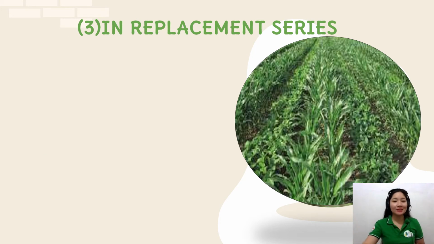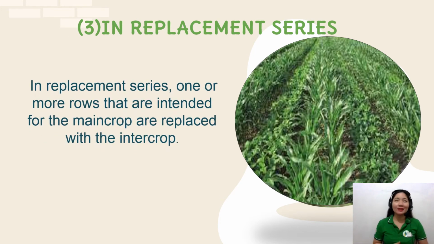Class, let's proceed to replacement series. So class, in replacement series, one or more rows that are intended for the main crop are replaced with the intercrop. So for example, a 3:2 corn plus mung bean intercrop. It means that class, for every 4 rows that are intended for only one corn or sole corn, only 3 rows are planted to corn and one row may be substituted with 2 rows of mung bean.